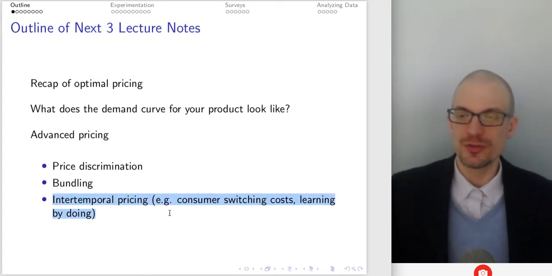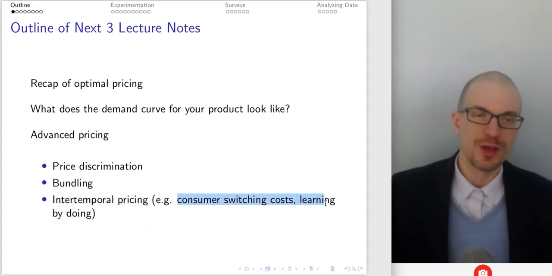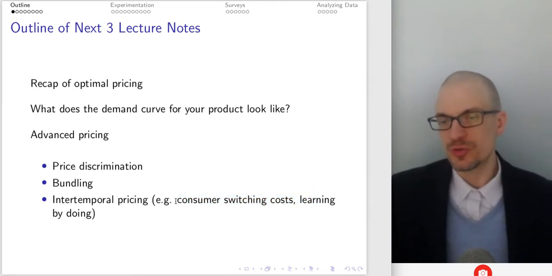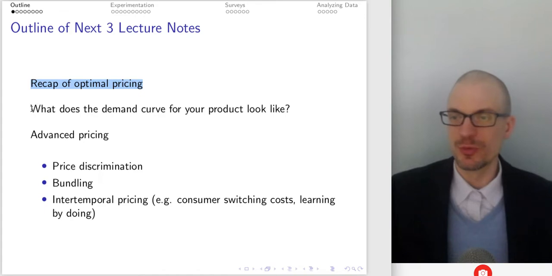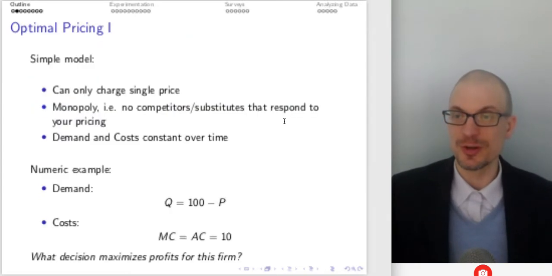And then I'll do something for intertemporal pricing. This would be the type of thing where we have to worry about what's going to happen to our demand over time. If consumers would switch to us from rivals or vice versa, if there's learning by doing or stuff like this. And so this is all yet to come. For today, we're going to think about optimal pricing, and then we're going to think about what the demand curve looks like and how we'd even begin to answer that question.